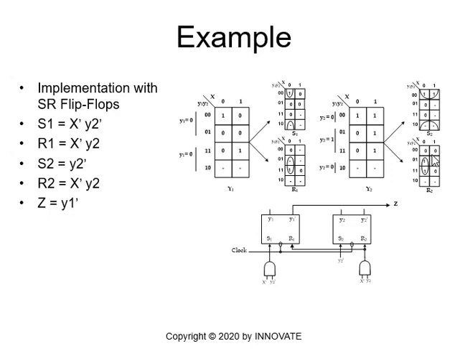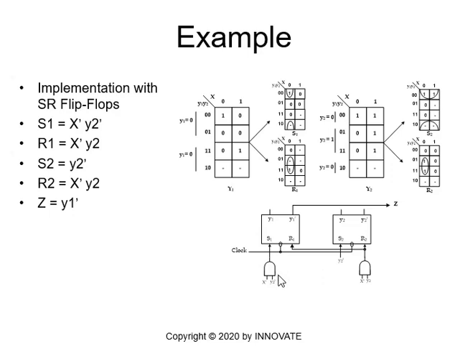And again, we can derive it from the Y1 map with the transition requirement table in front of us. We can derive those maps S1, S2, R1 and R2, and we simplify the equations, so we get S1 will be x prime y2 prime, R1 will be x prime y2, S2 will be y2 prime, and R2 will be x prime y2, and z is y1 prime. And we can implement all this with 2 gates.